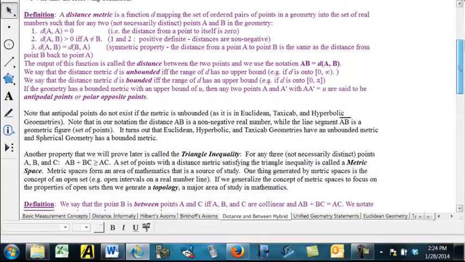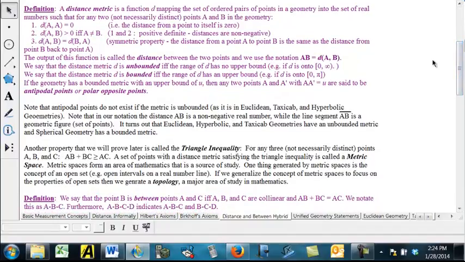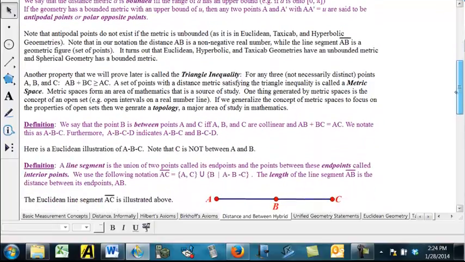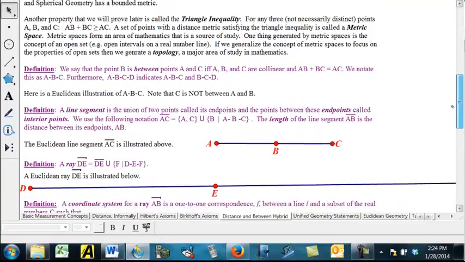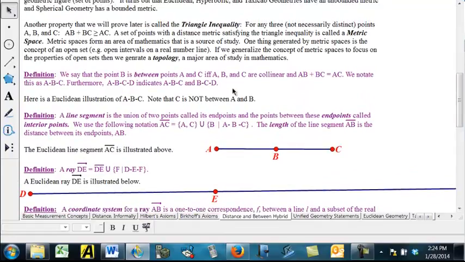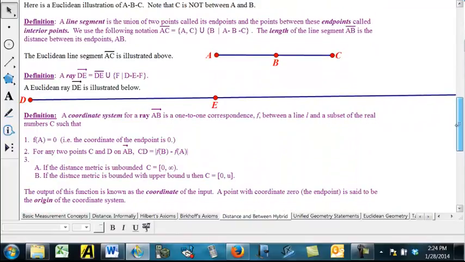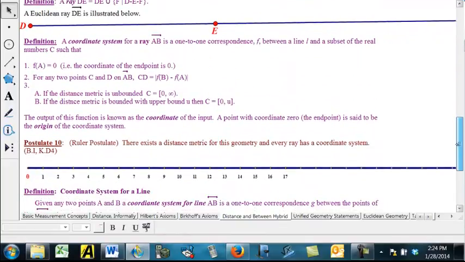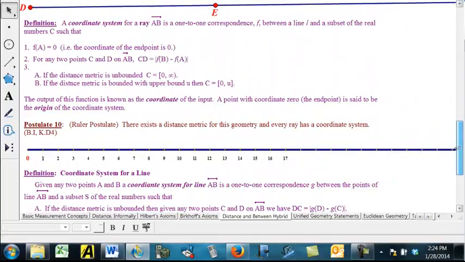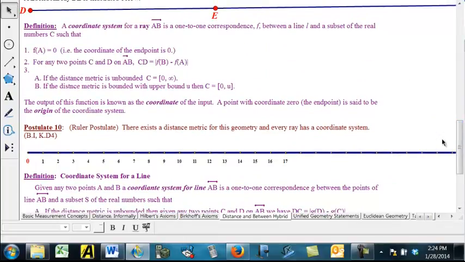So no change to what we said here. Another name for antipodal points is polar opposite points, so I added that. Everything's the same here. We talk about betweenness. We can use betweenness to define line segments and a ray. And once we get to a ray, here's how we're going to do a coordinate system to make this work. We're going to postulate that such a coordinate system exists for a ray. This is going to clean up a little bit of the problems that we had with the way I did it in the last video.